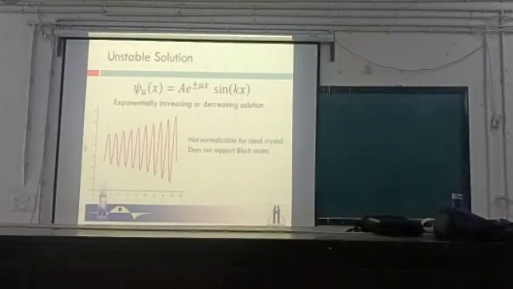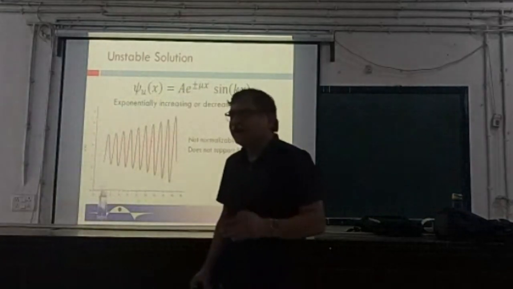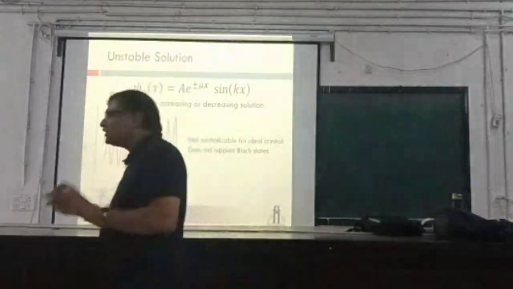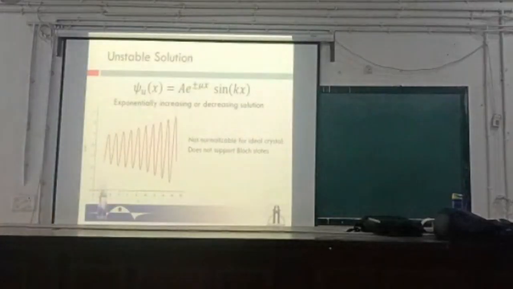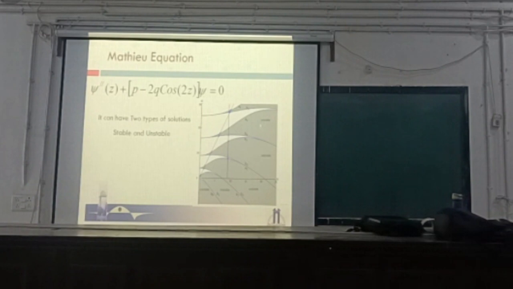But when you have a diverging term, what will happen? For an infinite crystal, it will always diverge. So you will not be able to normalize your unstable states. That's why for a real and ideal crystal, we don't consider the solutions corresponding to this.